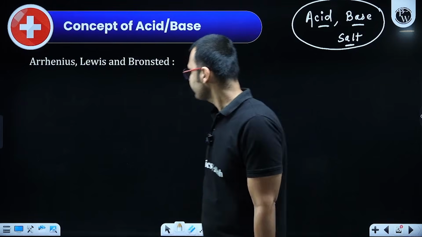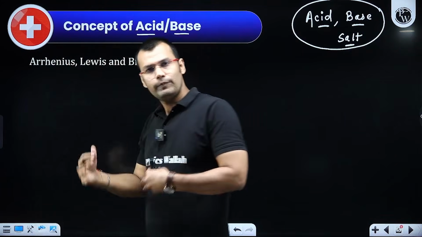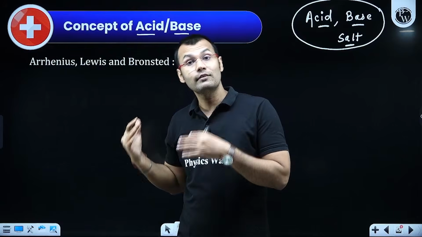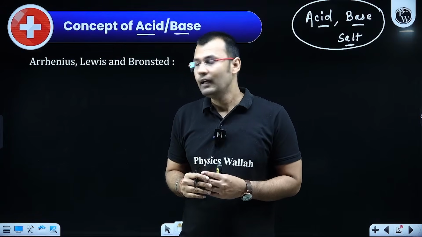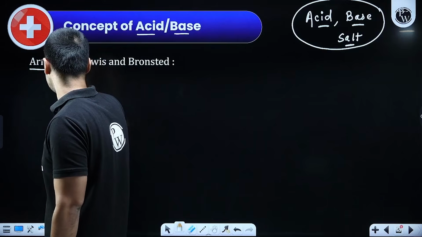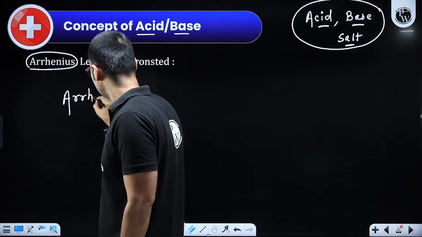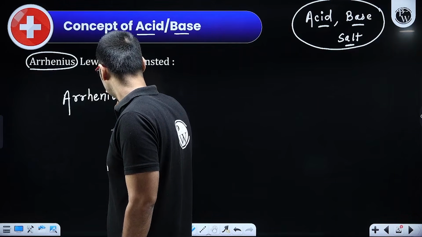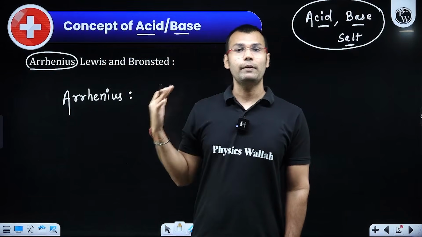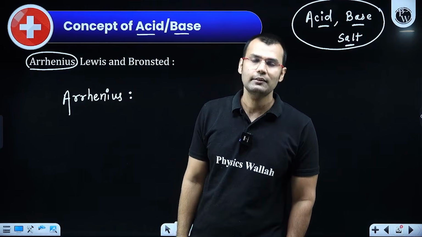Now, of course, when it comes to acid and base, if I go into the history, with time we got different concepts of acid and base. The very first concept that you need to know is the concept of Arrhenius. In your 10th class, you talk about Arrhenius acid and Arrhenius base.